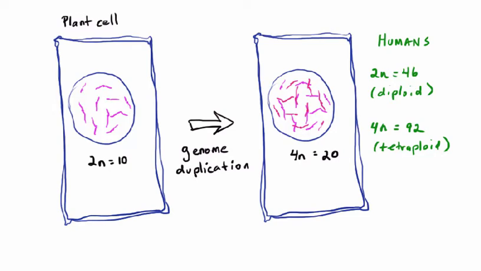If instead of a duplication you had a triplication of your genome, your chromosome number would be 6n equal to 138 per cell, and you'd call yourself a hexaploid, hexa for 6. The term polyploidy simply means having bigger ploidy numbers than just your standard diploid.